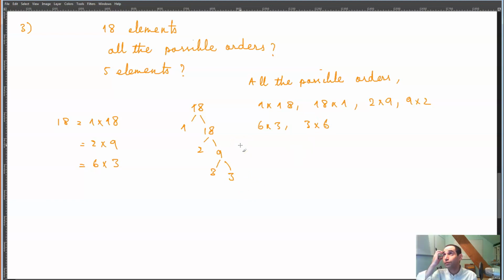So 1, 2, 3, 4, 5, 6, 7, and 8. Okay. Now, if it has 5 elements, again, 5 is a prime number, meaning that 5 can be written as only 1 times 5, meaning that all the possible orders would be 1 by 5 or 5 by 1. That is basically 2, right?